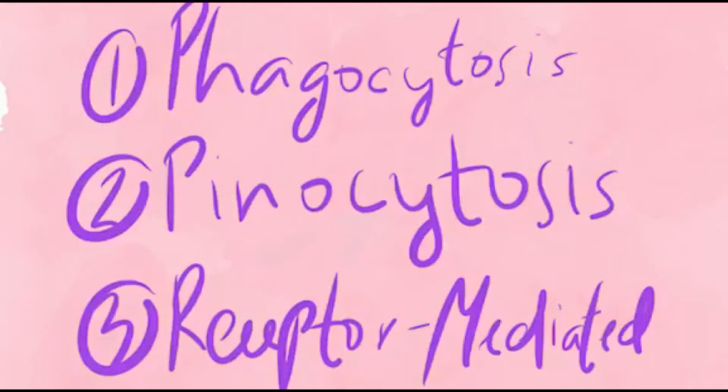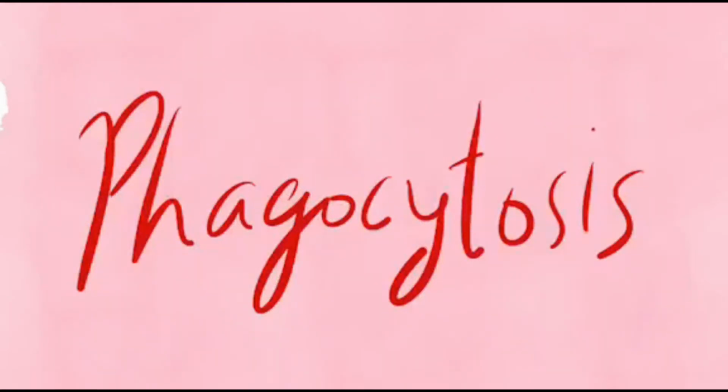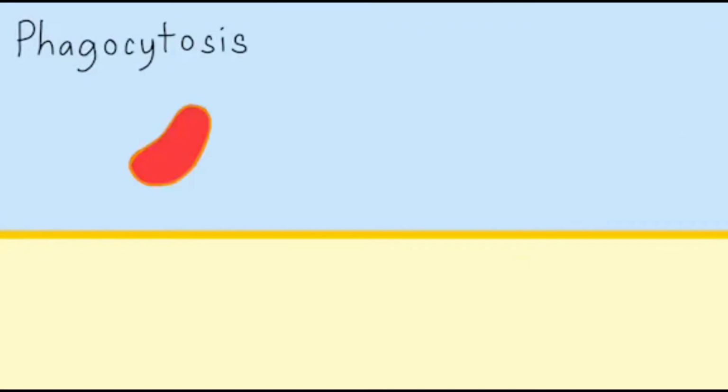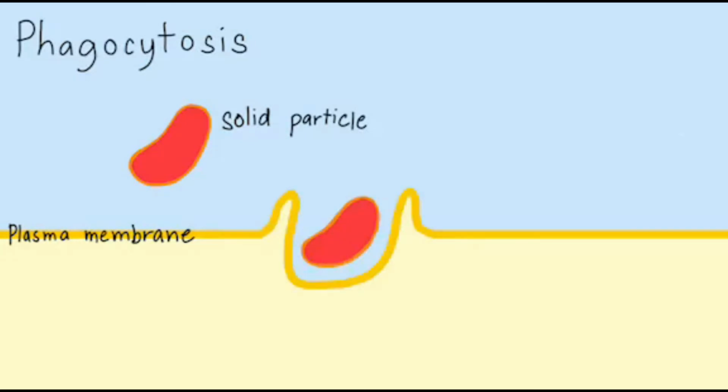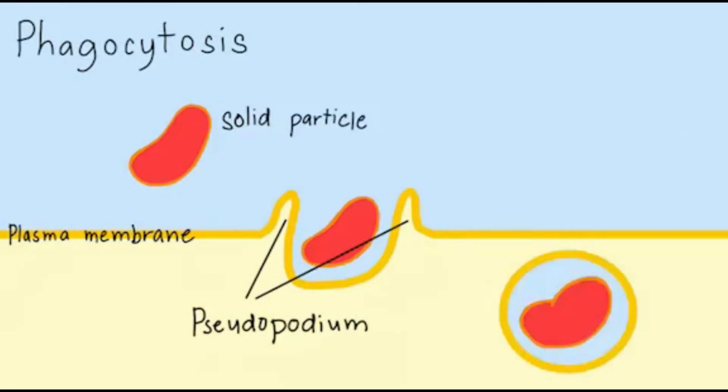Kinds of endocytosis. First, we have phagocytosis. Phagocytosis, which means cell-eating, is a form of endocytosis in which large particles, such as cells or cellular debris, are transported into the cell. This is the type of endocytosis used by the macrophage to engulf a pathogen.